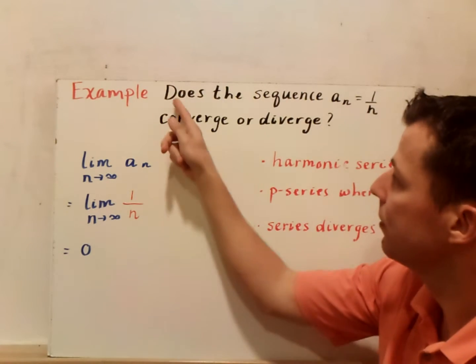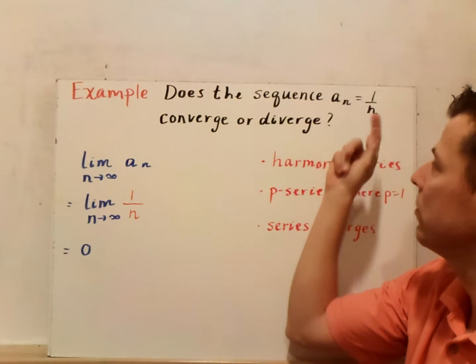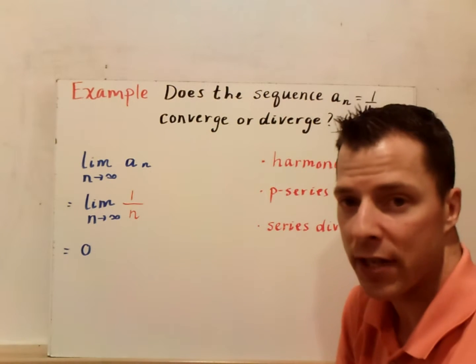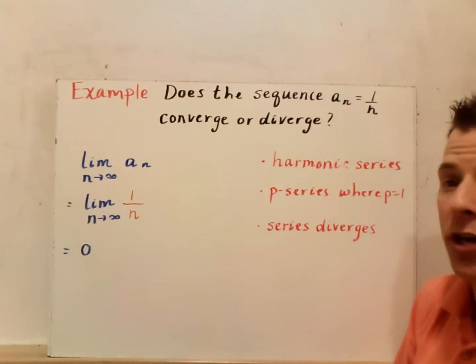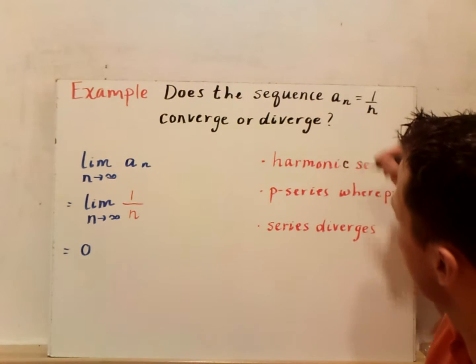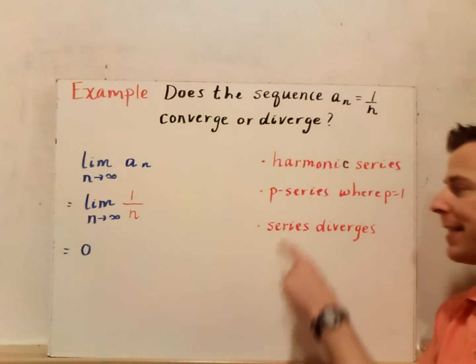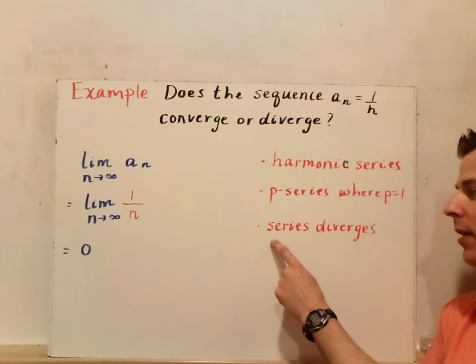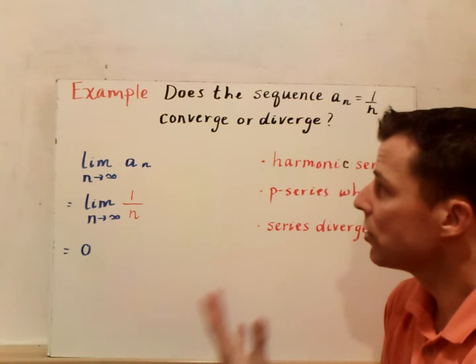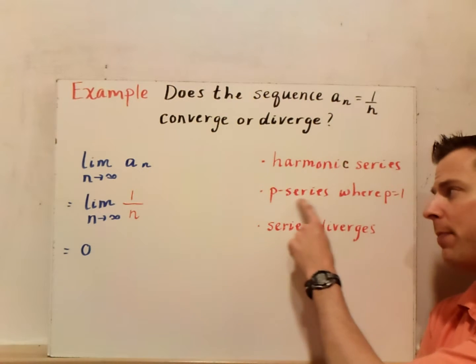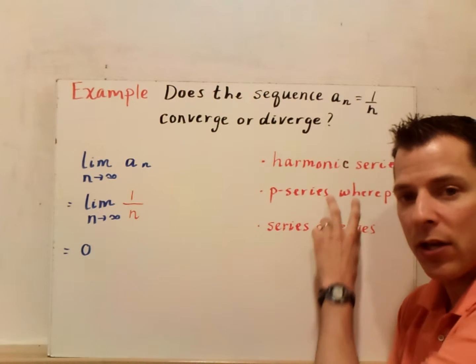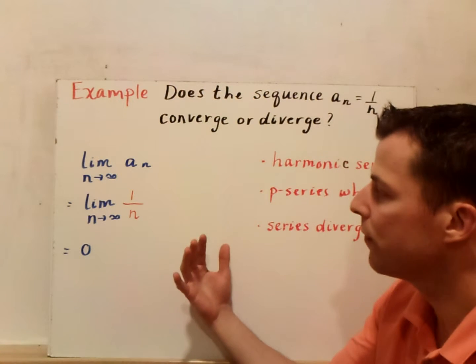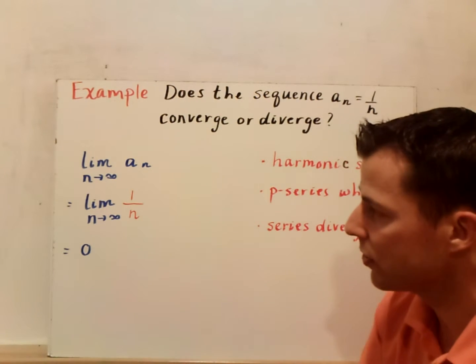Our first example, does the sequence a sub n equal 1 over n, does that actually converge or diverge? So I wanted to bring this example up because this is an example of a harmonic series. Here we go, harmonic series. And that's actually a p series where p equals 1, and this series diverges. So if we're talking about what a p series is, and there's a p series test, you might want to review that in order to help you figure out why the series actually diverges.